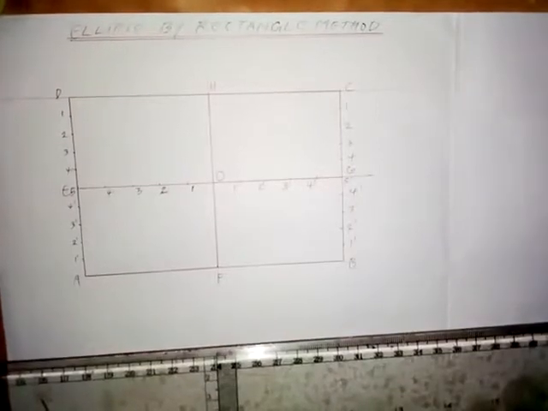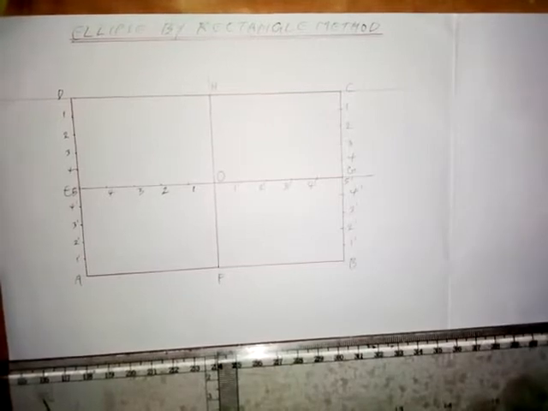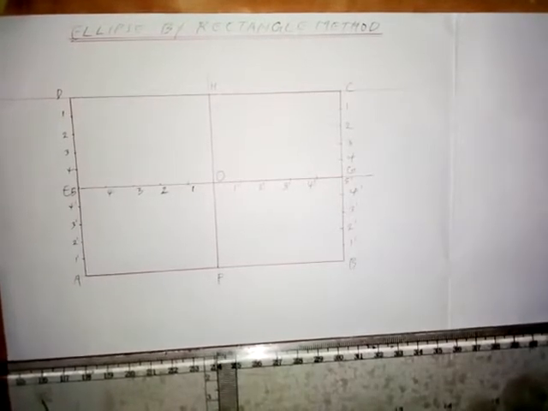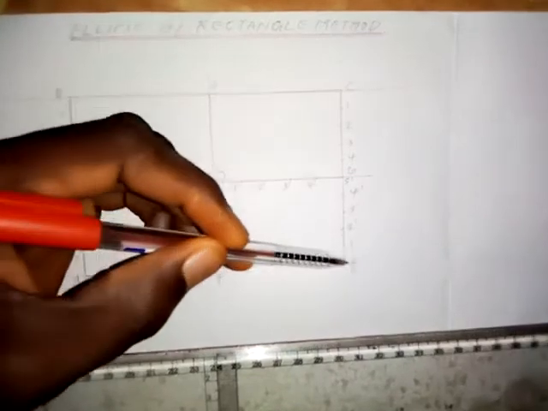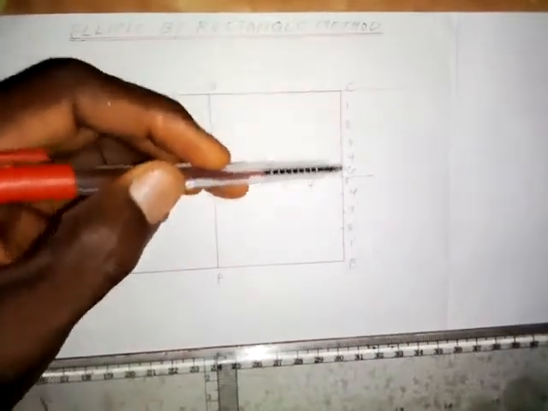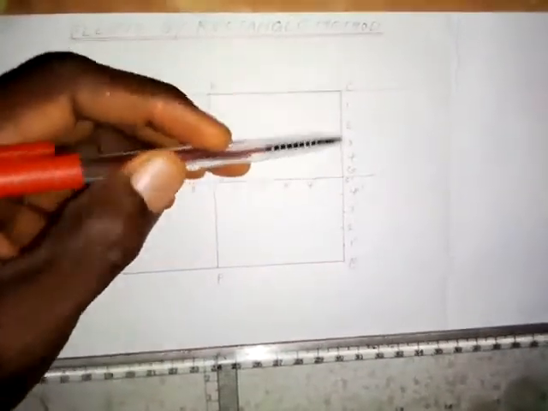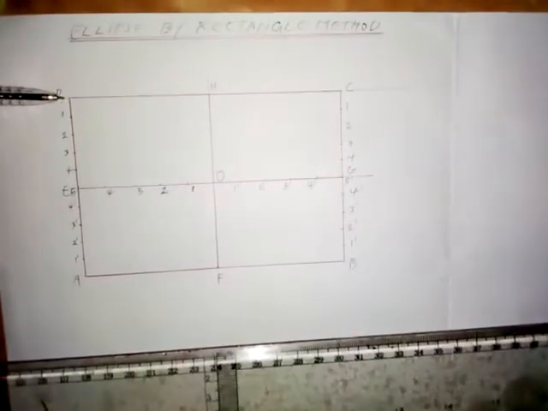Alright, here I want to show you how you can construct an ellipse by using rectangle method. And whenever you are asked to construct an ellipse by using rectangle method, two things will be given to you. The first is the rise. So the rise is the width of the rectangle, as we have BC here. This is the width of the rectangle, or AD is the width of the rectangle. That is the rise. That's the meaning of the rise.